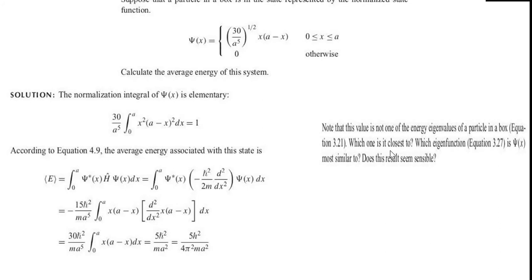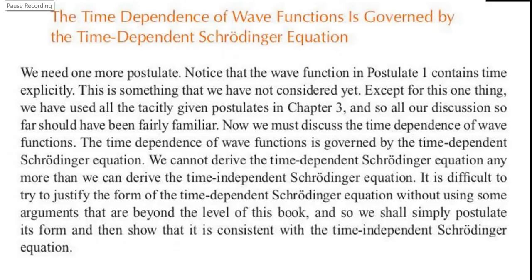Which one is it closest to? Then probably you will get that this average value is none of the eigenvalues, but very close to actually E1, the ground state. Very close, because the function itself is very close to the psi 1. That's why. So after postulates 3 and 4, we are going for postulate 5.